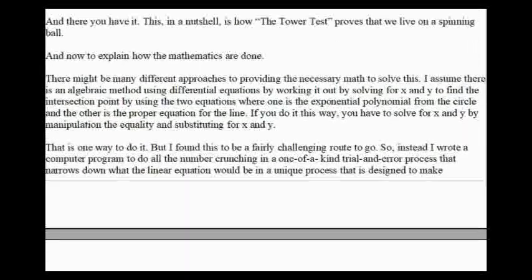There might be many different approaches to providing the necessary math to solve this. I assume there is an algebraic method using differential equations by working it out, solving for x and y, to find the intersection point by using these two equations, where one is the exponential polynomial from the circle and the other is the proper equation for the line. If you do it this way, you have to solve for x and y by manipulation of the equality and substituting for x and y. This is one way to do it, but I found this to be a fairly challenging route to go.